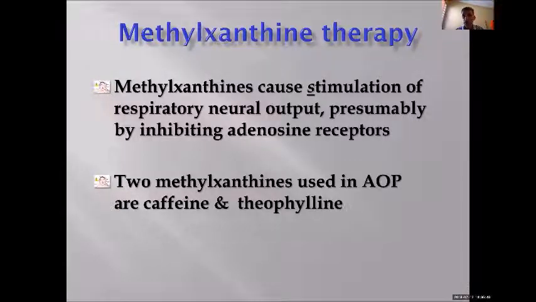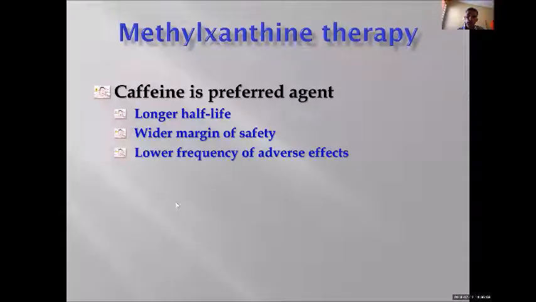The other is methylxanthine therapy, because it stimulates the respiratory and neuronal input by inhibiting the adenosine receptors. There are two types that we use, caffeine and theophylline. Caffeine is always preferred: longer half-life, wider margin of safety, less side effects, but of course it is more expensive.